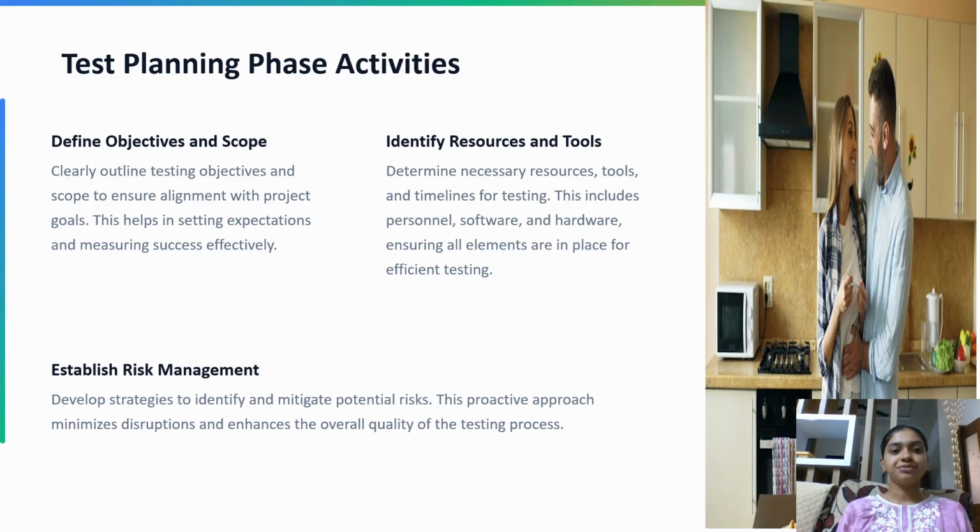Next, test planning phase activities. In this, there are define objectives and scope, identify resources and tools, and establish risk management. In define objectives and scope, clearly outline testing objectives and scope to ensure alignment with project goals. This helps in setting expectations and measuring success effectively.